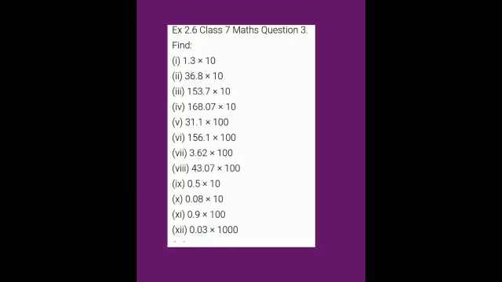Question number 3. Find. We are given 12 subdivisions of questions. In this question we are going to multiply a decimal number with 10, 100 and 1000.